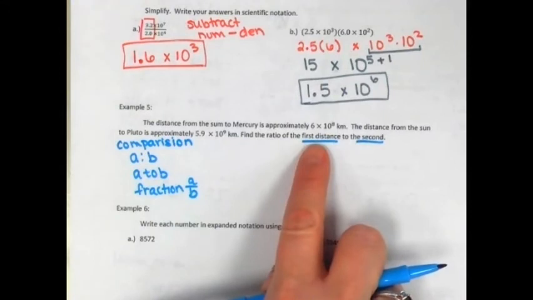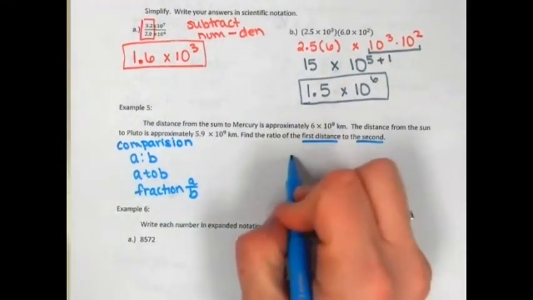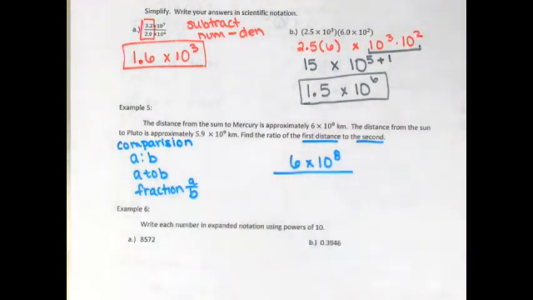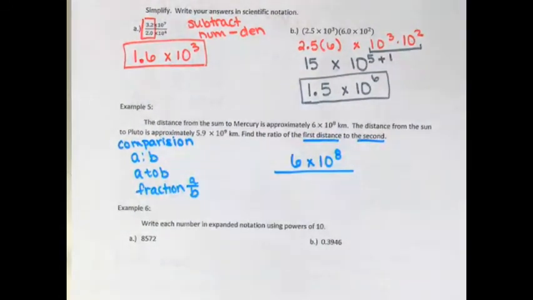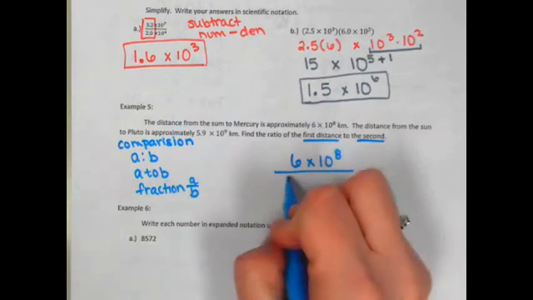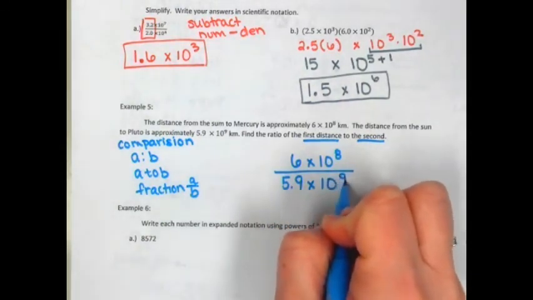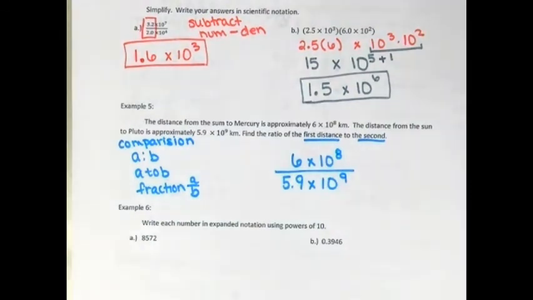What's my first distance? 6 times 10 to the 8th over, and I'm going to do a fraction. And what's my second? 5.9 times 10 to the 9th. Right, but we need to simplify this, don't we? It's harder to see it if you put the 2 dots, wouldn't it? Isn't it easier when you see fractions, you know you should simplify, right?